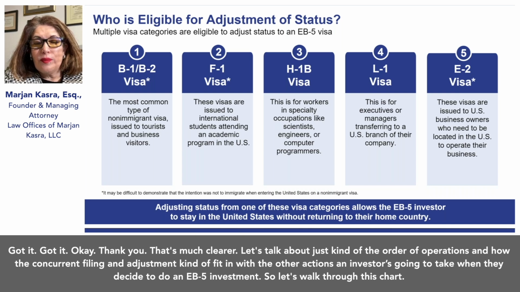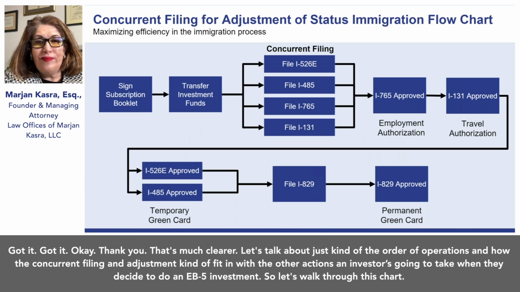Got it. Okay. Thank you. That's much clearer. Let's talk about the order of operations and how the concurrent filing and adjustment fit in with the other actions an investor is going to take when they decide to do an EB-5 investment. So let's walk through this chart.